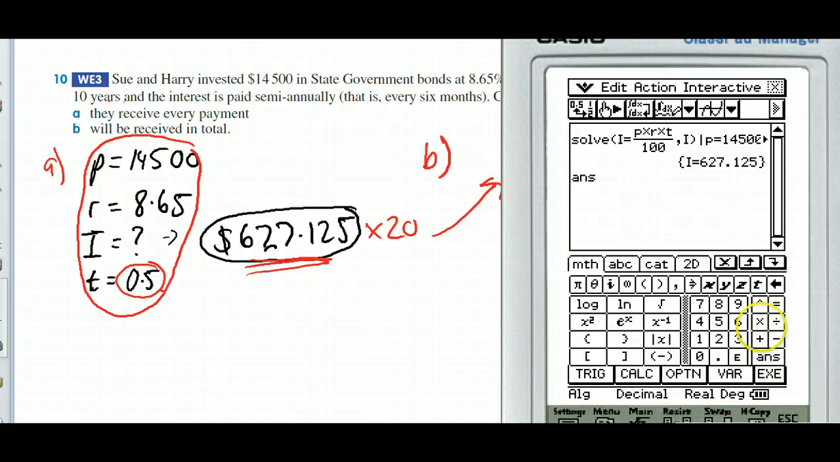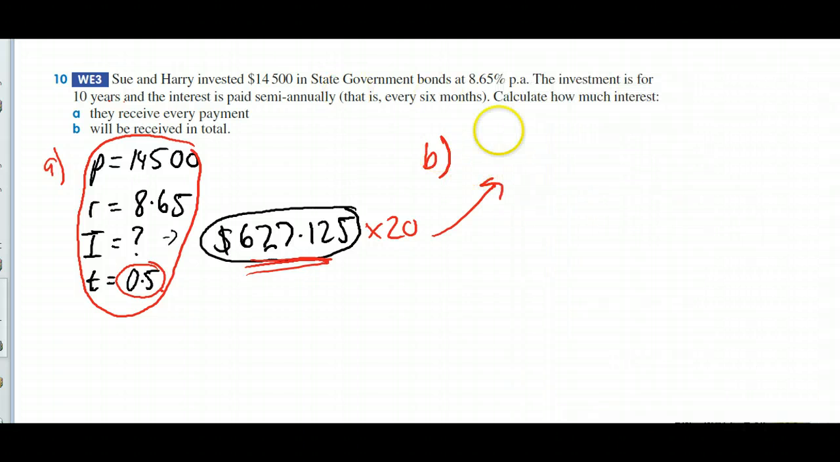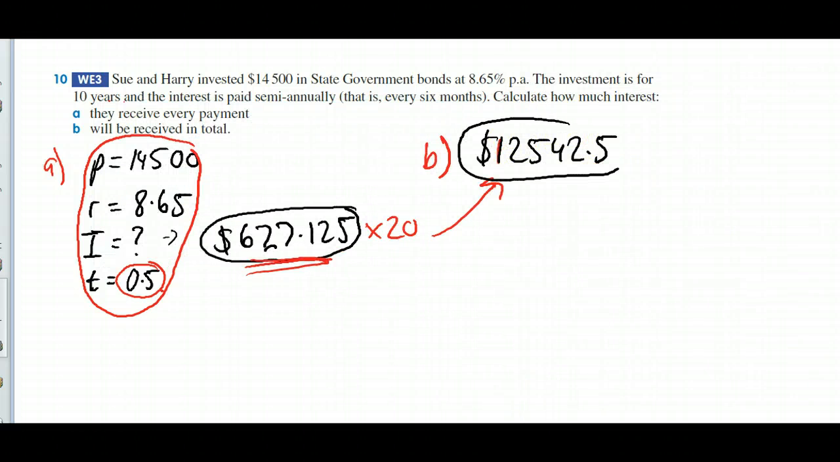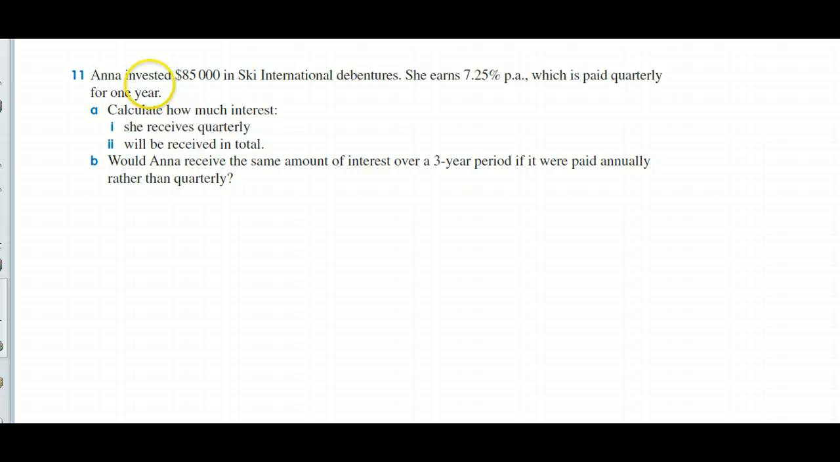So let's do answer times 20, and it tells us 12,542.5. That's how much money Sue and Harry would get in total at the end of the 10-year period. Okay, question 11.